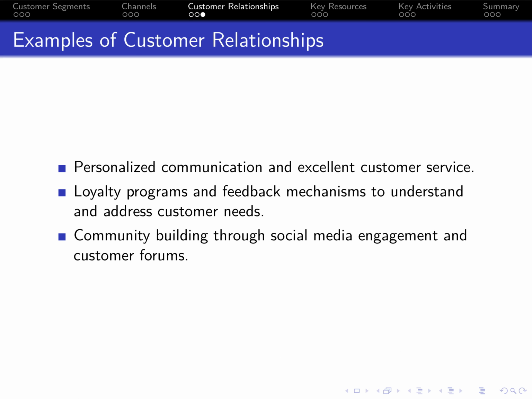Additionally, community building through social media engagement and customer forums fosters a sense of belonging among customers, strengthening relationships and building brand loyalty. These examples showcase practical ways in which businesses can effectively engage with their customers to create lasting and meaningful relationships.